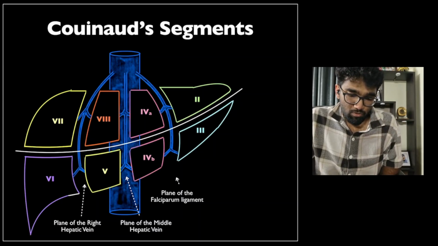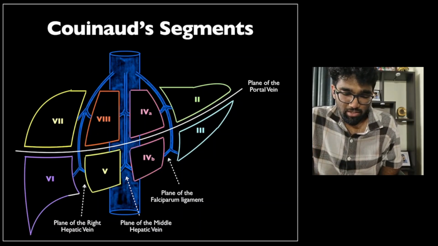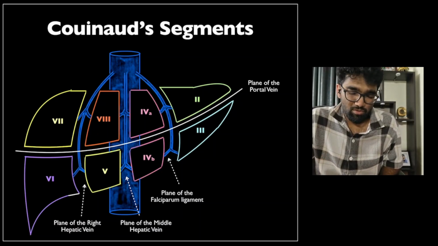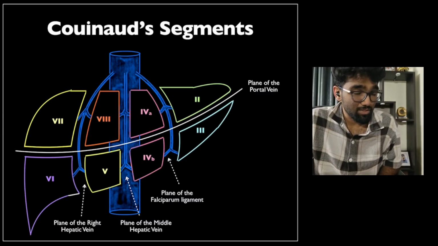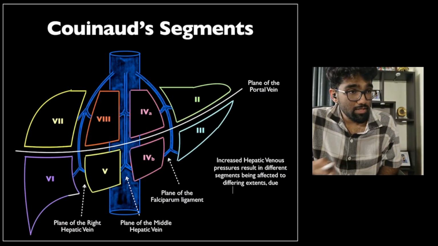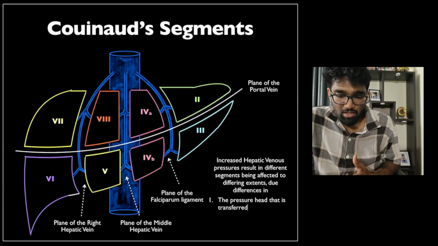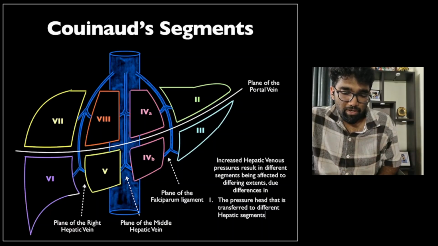Now that is not exactly the same as the plane of the left hepatic vein, although clinically we often put one in place of the other. Now, the horizontal plane or the axial plane is the plane of the portal vein. Now, any increase in hepatic pressure results in different segments getting affected to different extents, and this is due to differences in the pressure head that is transferred to the different hepatic segments.